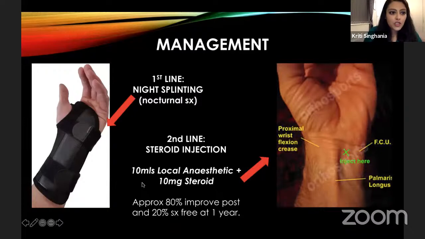So the first line management option is nighttime splinting with a Futuro splint. And this is mainly for patients who have nocturnal symptoms to see if things resolve with that. Again, you may ask them to modify their activities, particularly if they do a job with repetitive motion. The second line would be to consider a steroid injection. And again, most of these are often done in the primary care setting.